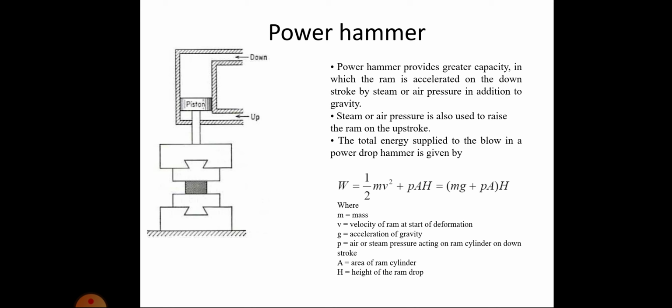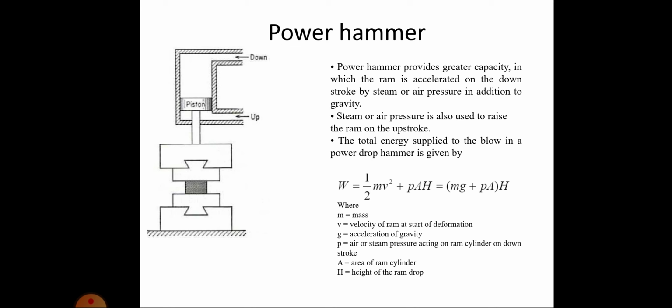The total energy supplied to the blow in a power drop hammer is given by W is equal to half mv square plus PAH, which is also equal to (mg plus PA) into h, where m is the mass, v is the velocity of the ram at start of deformation, g is the acceleration of gravity, P is the air or steam pressure acting on the ram cylinder on the downstroke, A is the area of the ram cylinder, and H is the height of the ram drop. Okay, that's the power hammer.